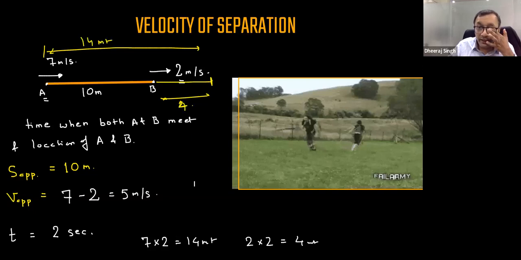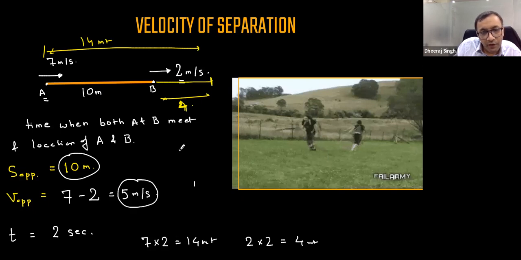How do you get 2 seconds? Distance of approach is 10 and velocity of approach is 5. So distance is equal to velocity into time. Velocity is 5, so t is 2. What is the doubt? Is this clear? Does this make it clear?